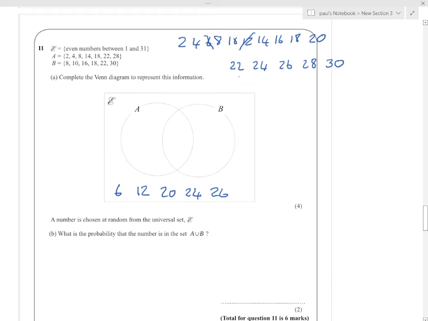Right, so what did I go? 2, 6, 12, 20, 24, and 26. So all of these numbers are now in these. These are the ones that are left.